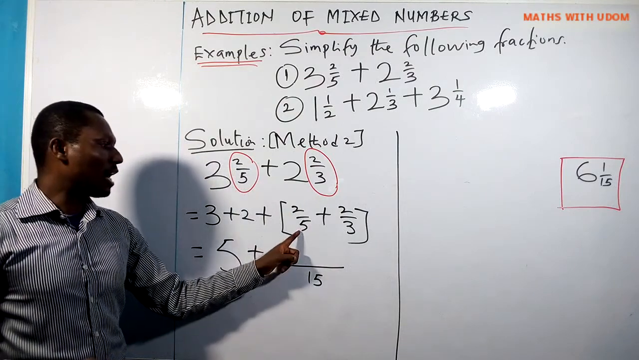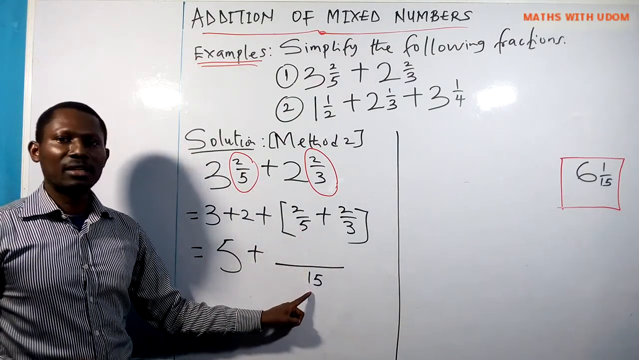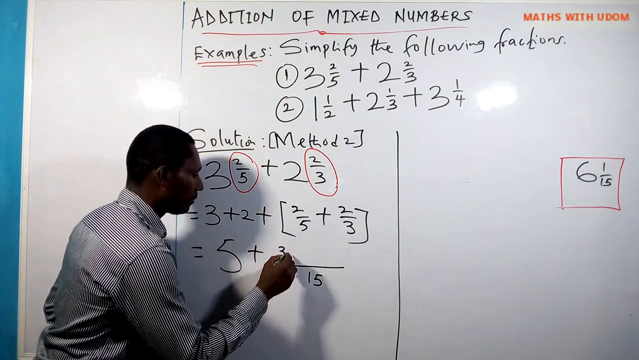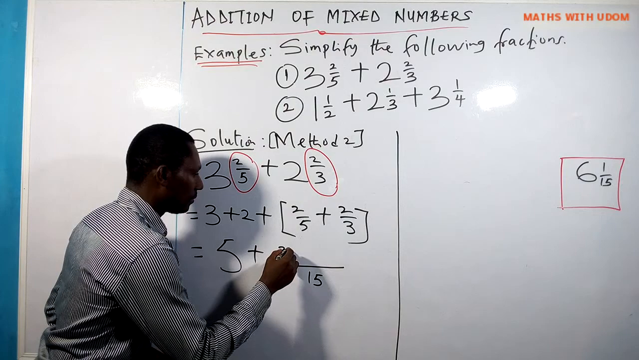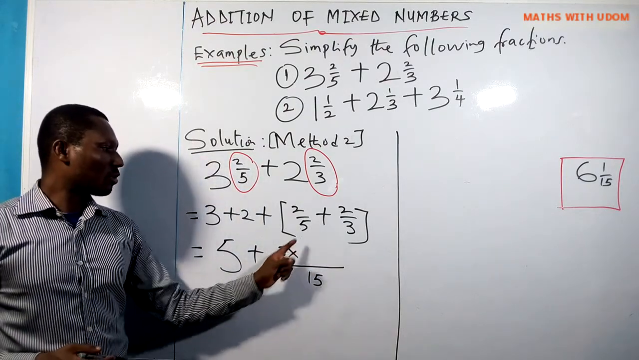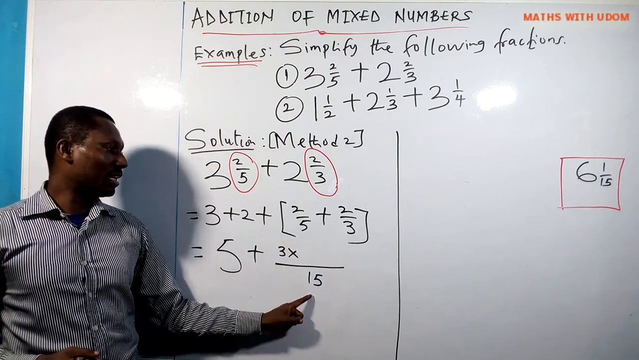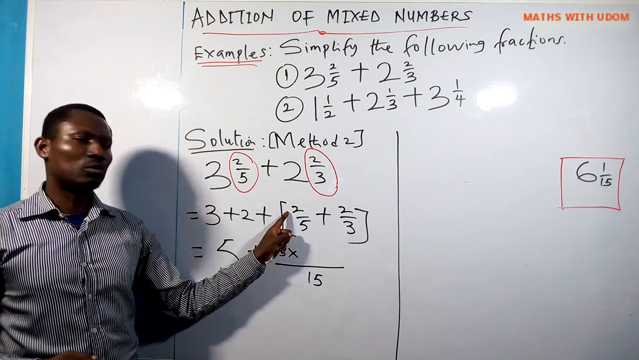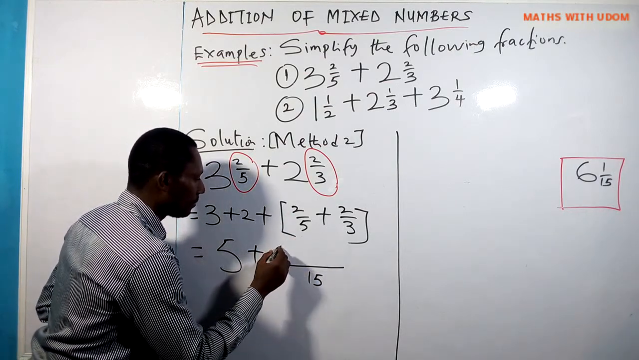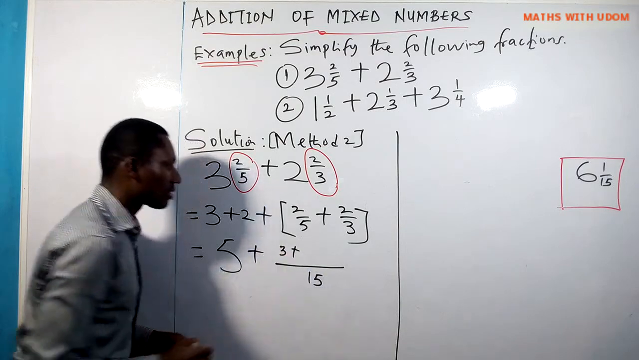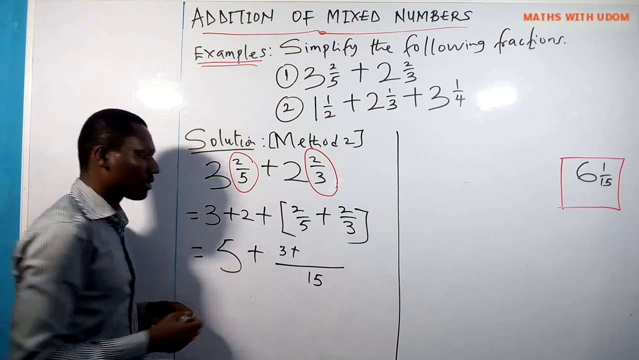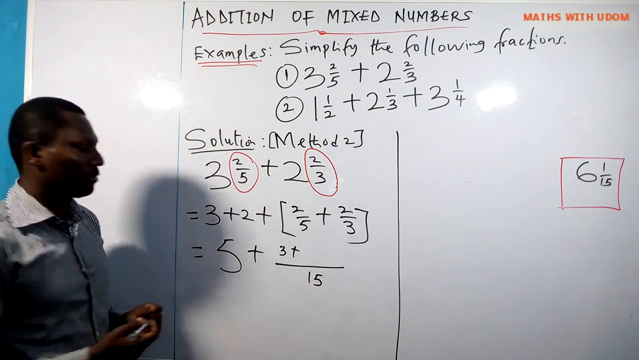Let's go again. 5 in 15 is 3. So we have 3 times, plus. So 5 in 15 is 3, plus our numerator 2. Let's do it this way. 5 in 15 is 3, plus our numerator 2. We have 5.